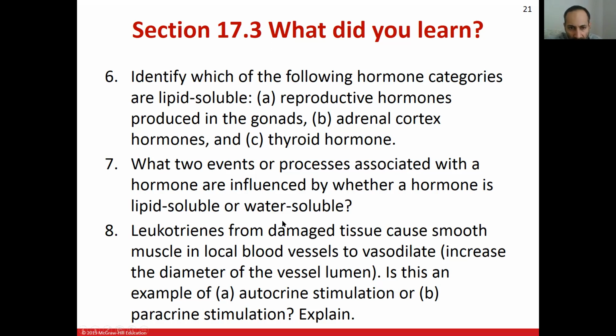Okay. So then leukotrienes from damaged tissue cause smooth muscle in local blood vessels to vasodilate. They become larger, wider. Is this an example of autocrine stimulation or paracrine stimulation? Okay. So autocrine means the same cell that secreted the hormone is stimulating the same cell itself. Paracrine means the hormone secreted from a tissue is acting on the surrounding tissue. So this is an example of paracrine stimulation. The surrounding tissue is being affected here.